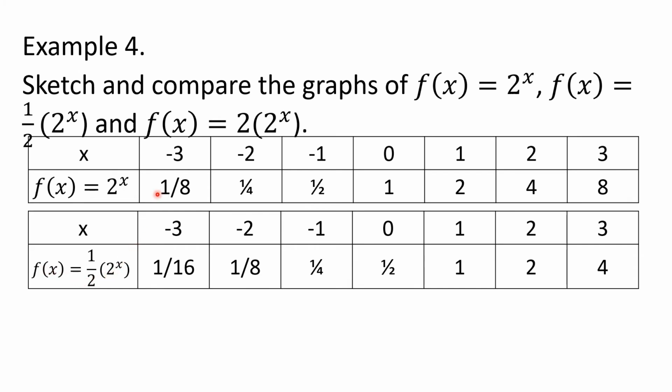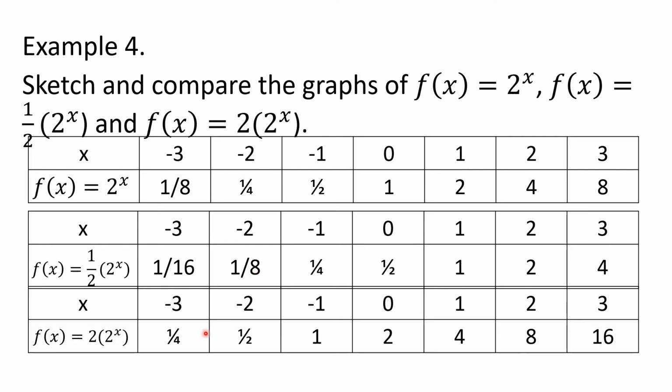So the shortcut there is to multiply each 2 to the x by 1/2. So 1/8 times 1/2 is 1/16. 1/4 times 1/2 is 1/8, and so on. And then the third table of values will be for f of x equals 2 times 2 to the x. Again, we may just multiply each 2 to the x by 2. So 1/8 times 2 is 1/4. 1/4 times 2 is 1/2, and so on. Let us see how values of a will affect the graph of an exponential function.